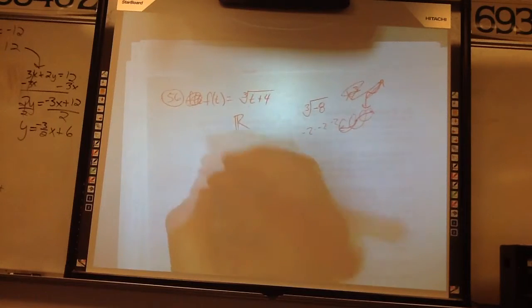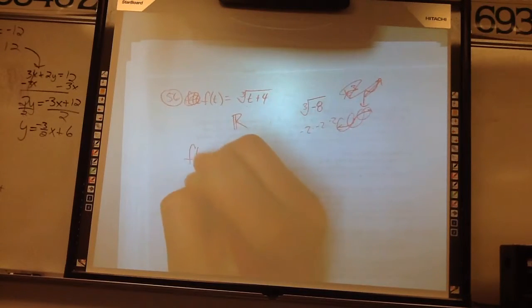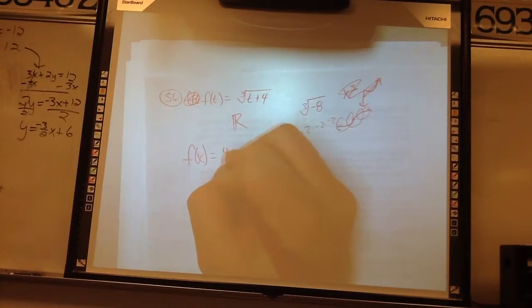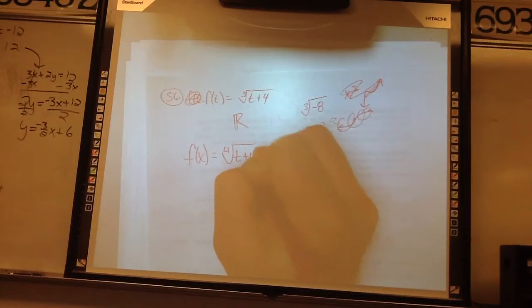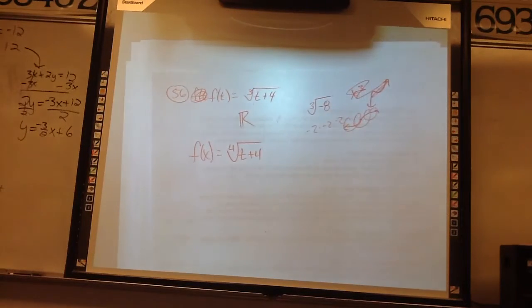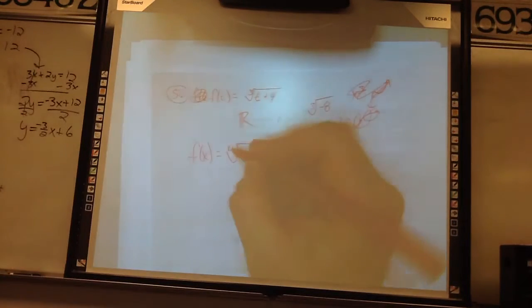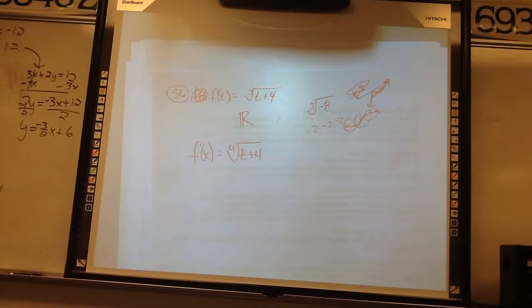But what if you had, and I'm just making this up, the fourth root of t plus 4? Can you do negative fourth roots? No. Because with even numbers, you multiply the number times itself an even amount of times, so you're always going to get a positive. A negative times a negative times a negative times a negative is positive. It's always going to come out positive.